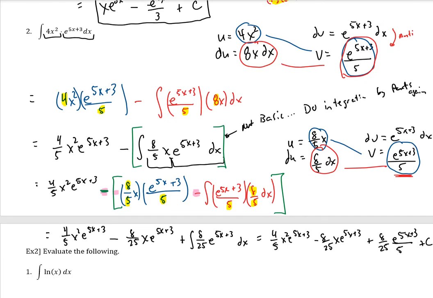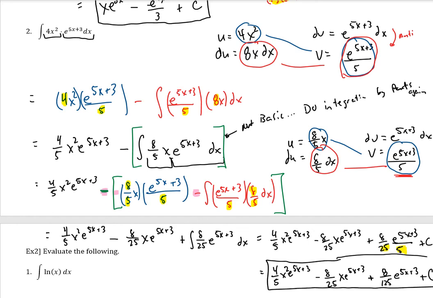We will just have to rewrite it one more time. There's one last thing. The 25 and the 5 would multiply. So let's end it. So we have 4/5 x squared e to the 5x plus 3 minus 8/25 x e to the 5x plus 3 plus 8/125 e to the 5x plus 3. Plus c at the very end of it all. Boom, done.